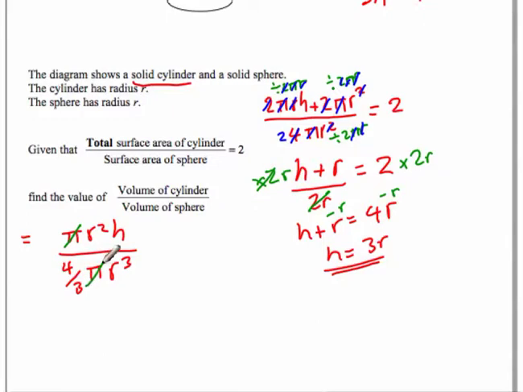The pi's will cancel out. Okay. If we divide both top and bottom by r squared, this will go, and this will disappear, because it'll just be r to the power of 1, or r. Okay. So that simplifies to h over 4/3 r. Now this is a bit messy. I'm just going to write it like this.